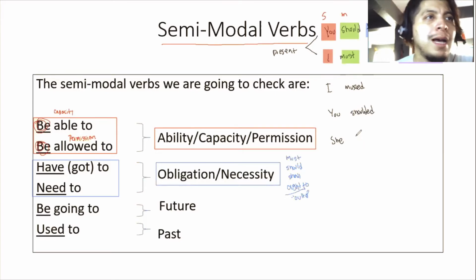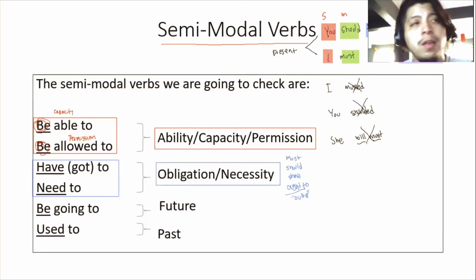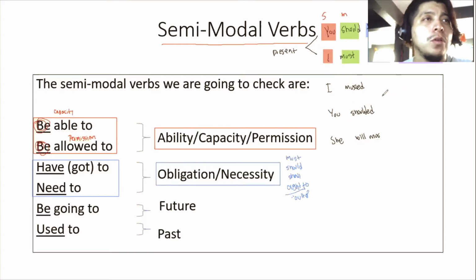No, I will must in the future. All of this is impossible. Yes, you can never conjugate modal verbs. You can never use two modal verbs at the same time. That's impossible. So what do we do? You need to use the semi-modal verbs.